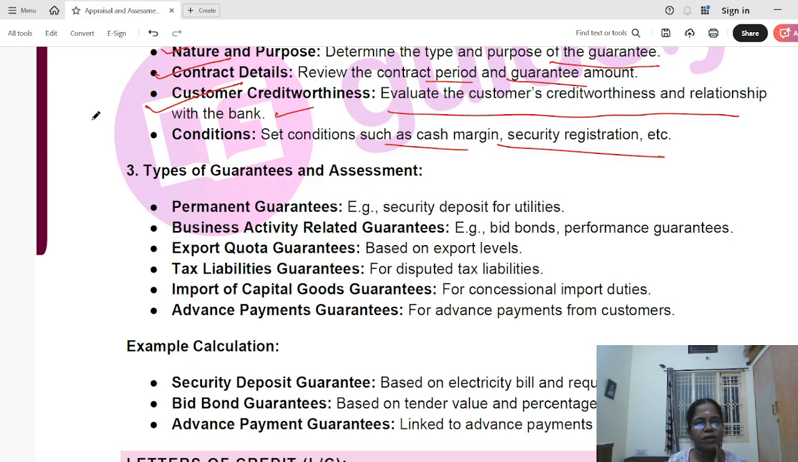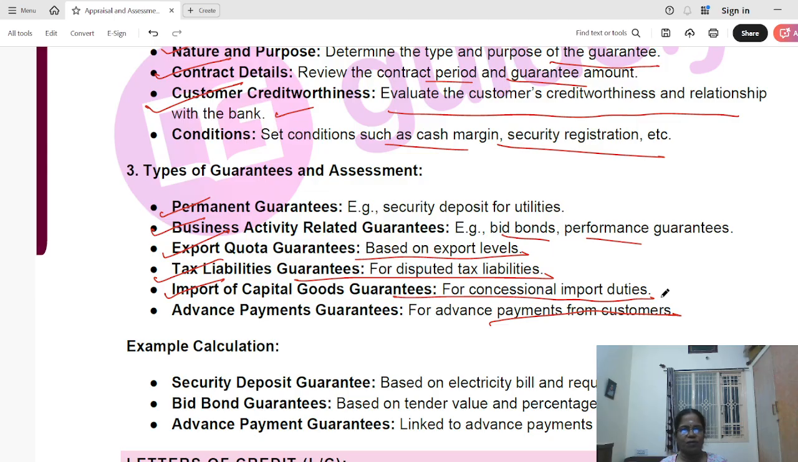Types of guarantee: permanent guarantee, for example security deposit for utility; business activity related guarantee, like bid bonds and performance guarantees. The third one is the export quota guarantee based on the export levels. The fourth one is tax liability guarantee for disputed tax liability. Import of capital goods guarantee for concessional import duties: in order to get the concessional import duty, the banker gives the import of capital goods guarantee. Advance payment guarantee: they give it because advance payment has to be taken from the customer.